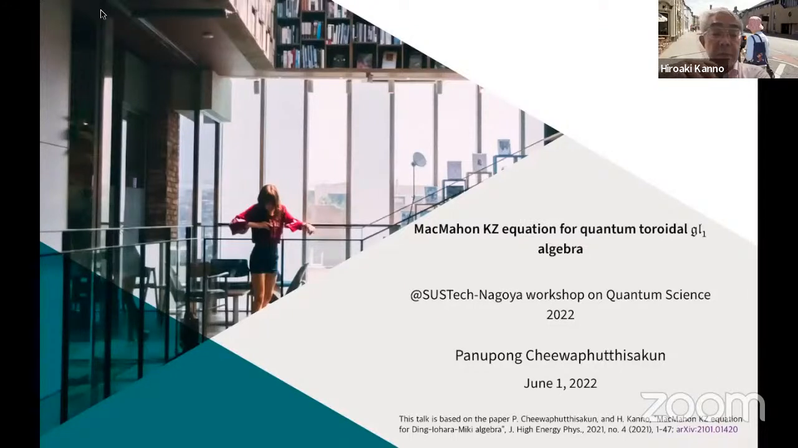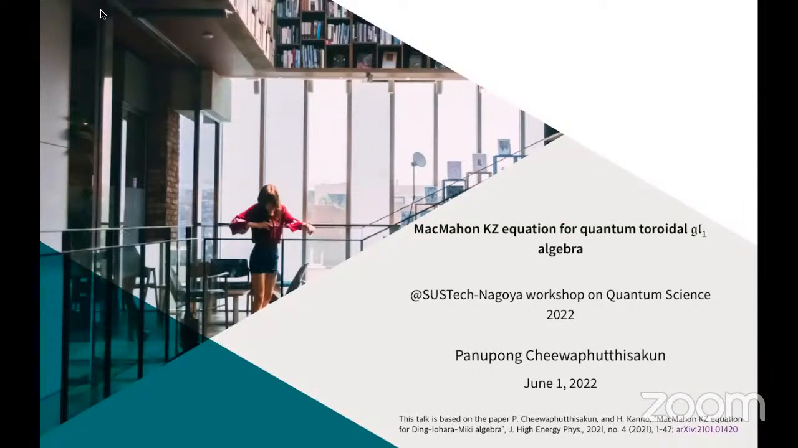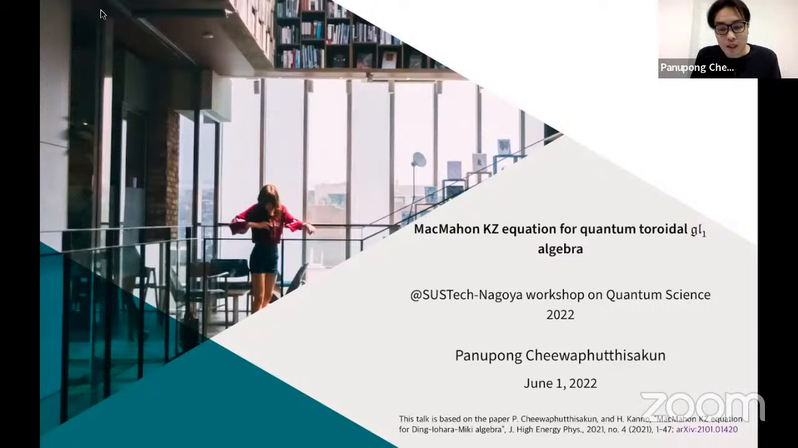Thank you, Kano Sensei, for the introduction, and I would like to thank the organizers for giving me a chance to speak here at the SUSTech-Nagoya workshop. It is my honor. Today I would like to talk about the Macmahon-KZ equation for the quantum toroidal algebra, and this talk is based on my paper with Kano Sensei that we published last year. Okay, so let's start.